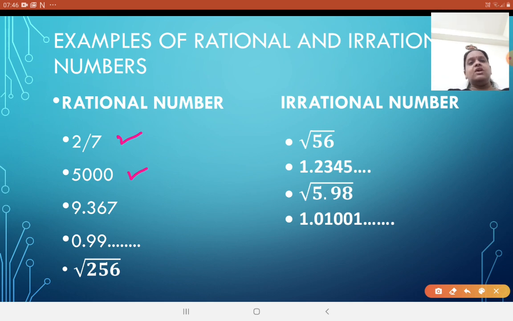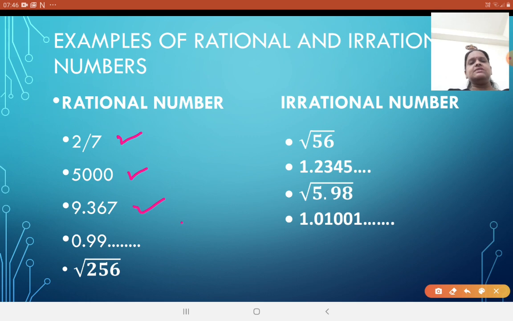9.367. Can you see over here the dots are not given? That means you will get the remainder as 0. Can you see the difference between these dots and here, where dots are not given? Dots not given means you will get the remainder as 0. Therefore, it is a rational number.